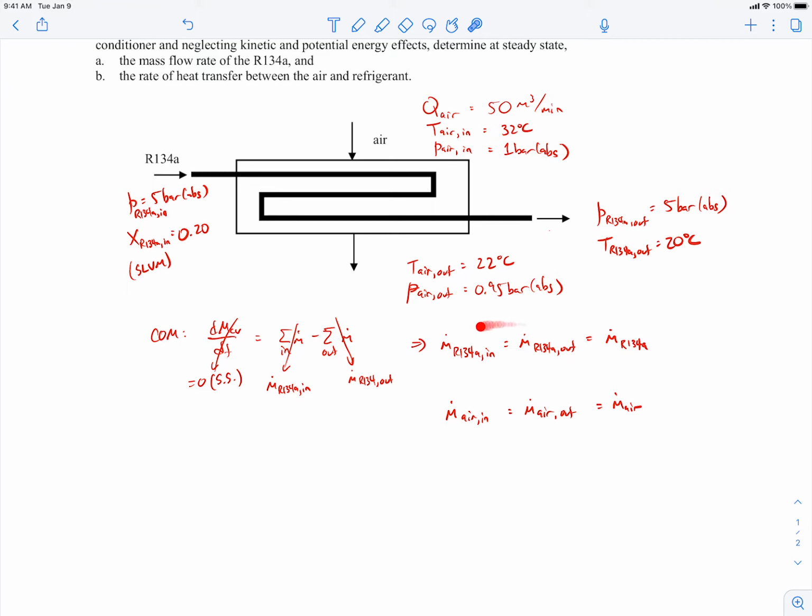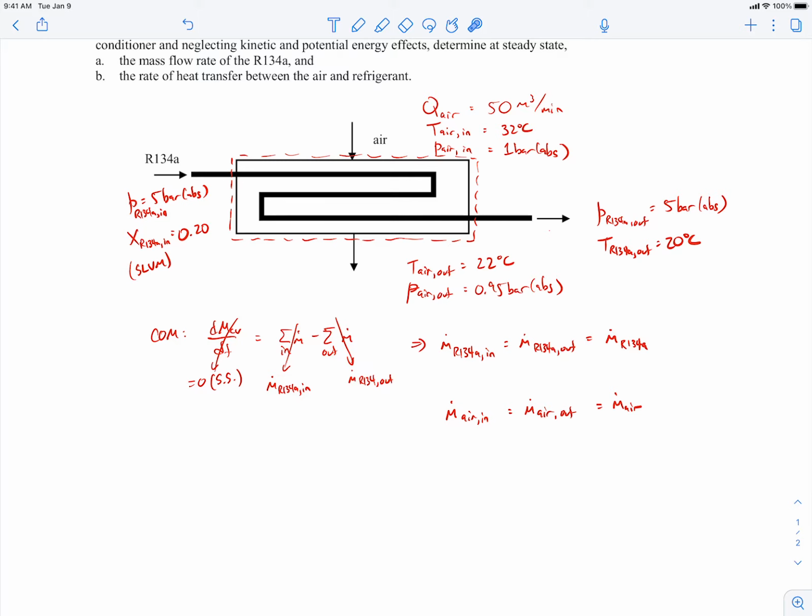conservation of mass just tells us that it doesn't change between the inlet and outlet. So we need to try something else to figure out what that mass flow rate is. So that something else we'll try will be the first law. And I'm going to apply the first law to a control volume that surrounds the entire device, because that will bring in the mass flow rate of R134A.